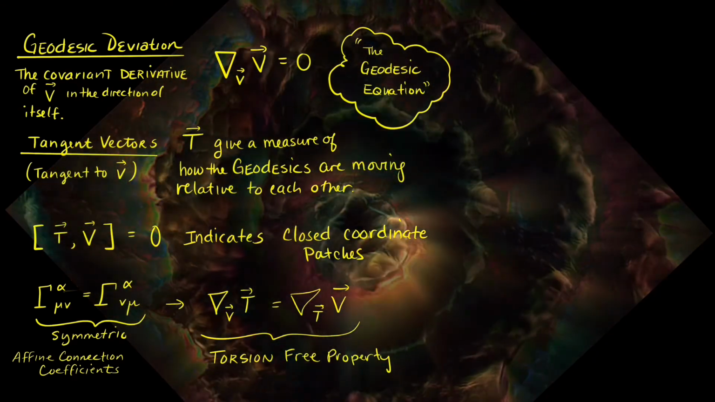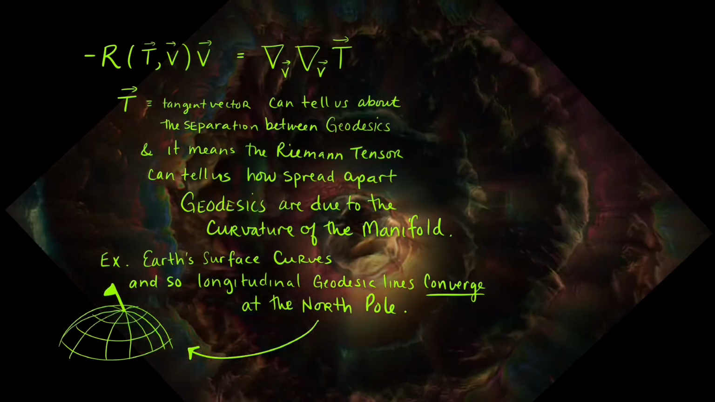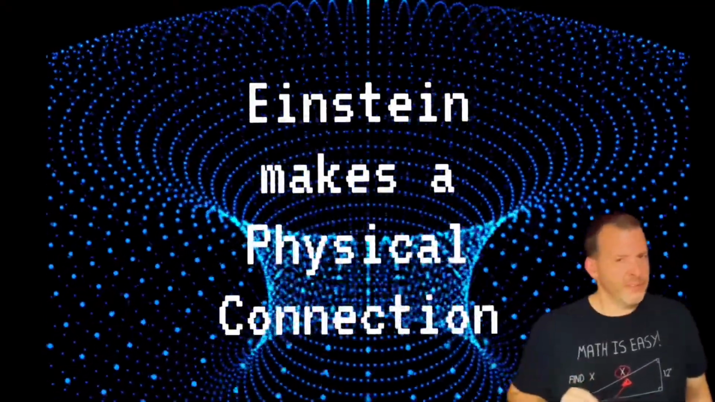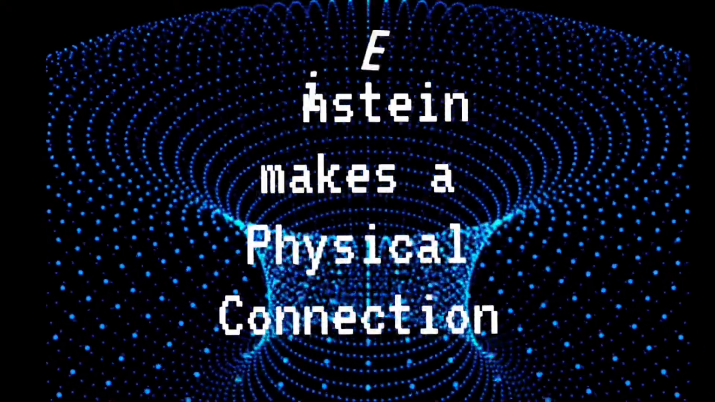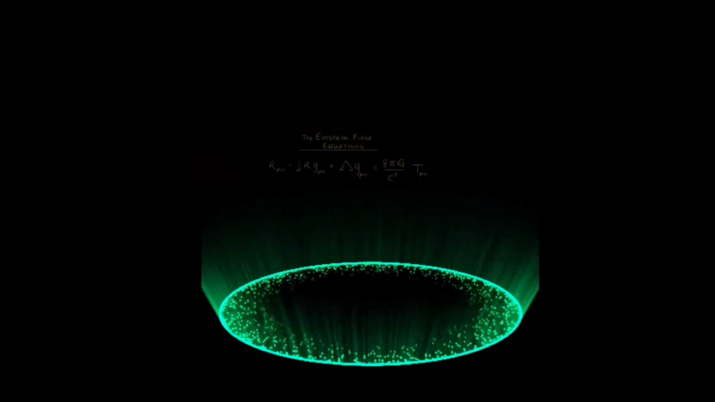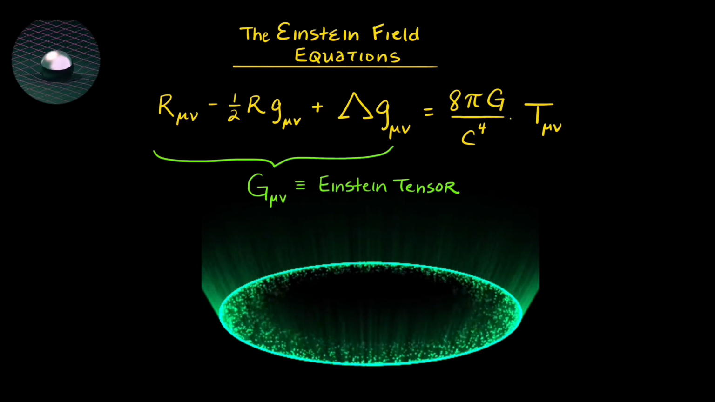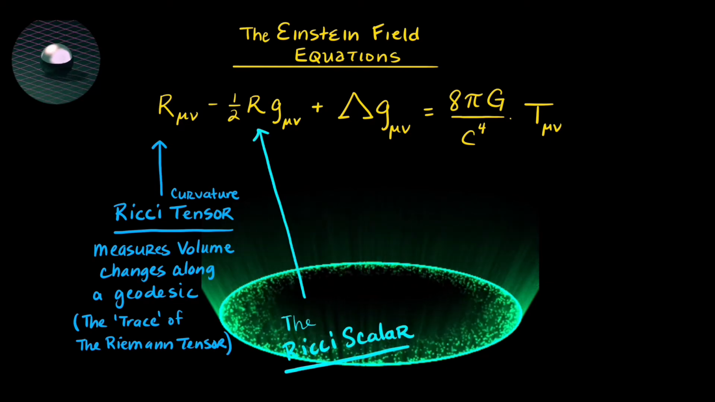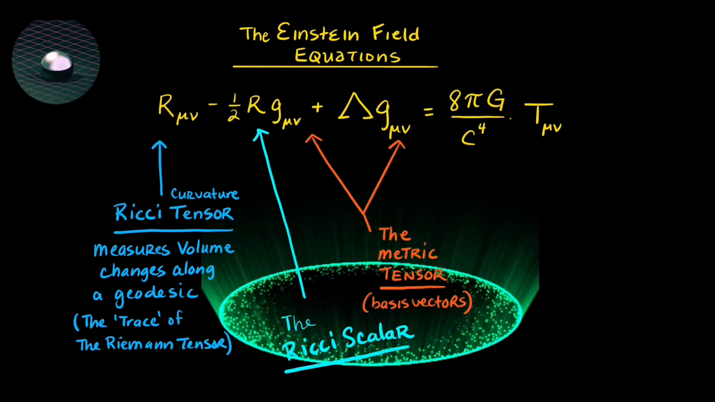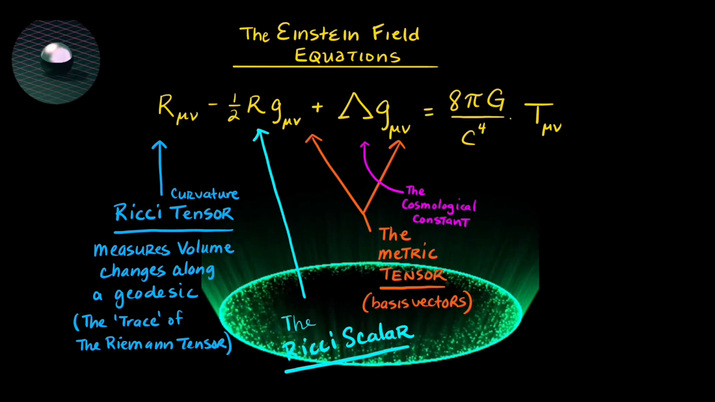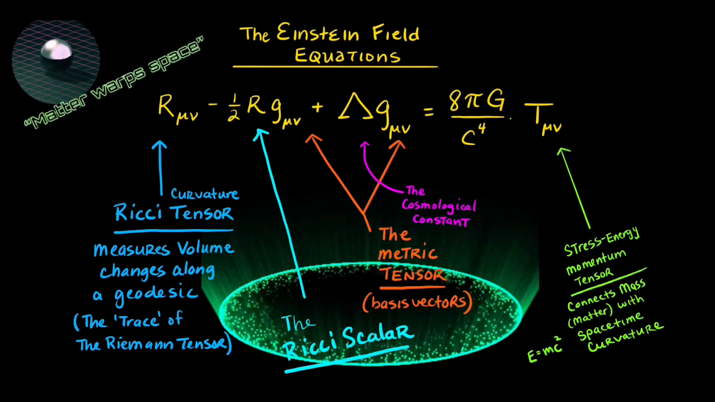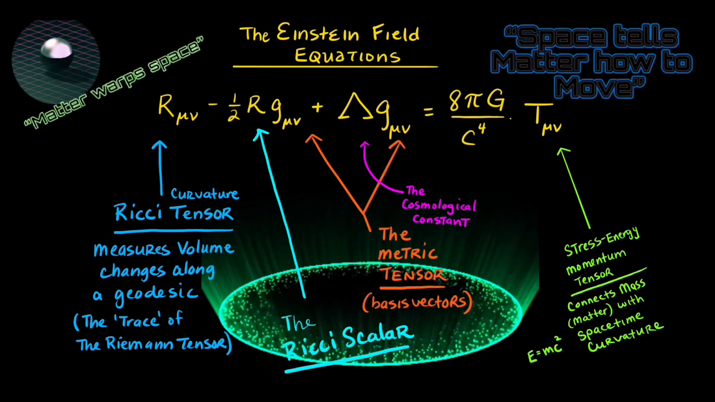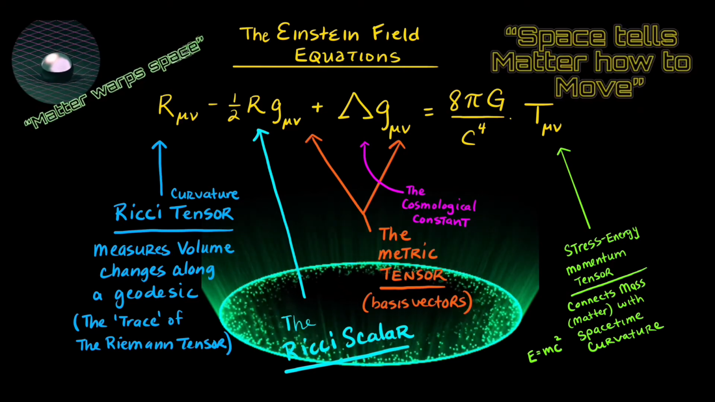So the Riemann tensor can measure something called geodesic deviation, or how spread apart geodesics move from each other. Einstein makes a very physical connection. What is gravity? The Einstein field equations connect the curvature of space through the Ricci tensor, the metric tensor, and some other things there, and something called the stress energy momentum tensor. That connects the energy or mass value to how space is actually stretched or warped in its presence. Matter warps space, and space tells matter how to move.